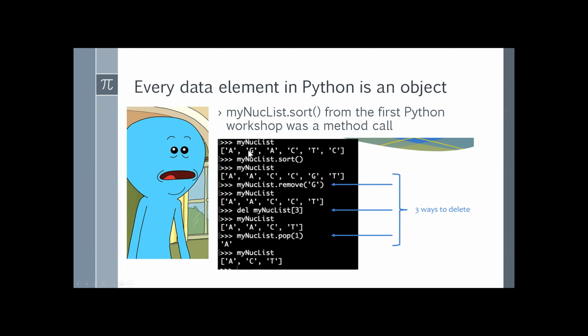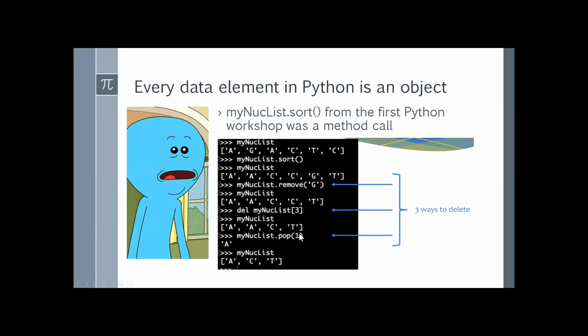So you started off, for example, in Python learning about lists. And you may have even seen that you can do list.sort, and that's because list is an object and sort is a method associated with lists. You also have remove, and that'll tell it to find in this list G and remove it. So if I do list.remove G, I have a list now without a G. I can also tell it to delete an element, so I can delete list element number 3, and that gets rid of this one right here.